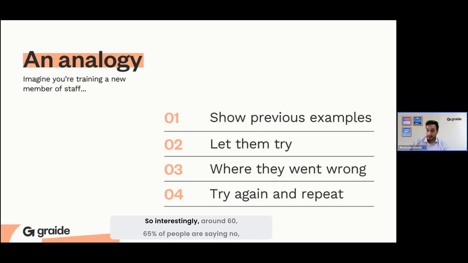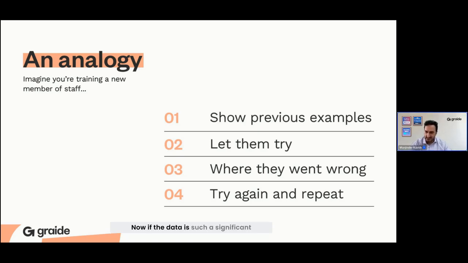So interestingly, around 65% of people are saying no, that they don't know what data ChatGPT is trained on. Well, I can tell you right now, it's trained on a large set of data, but it's predominantly trained on pretty much everything from the internet.